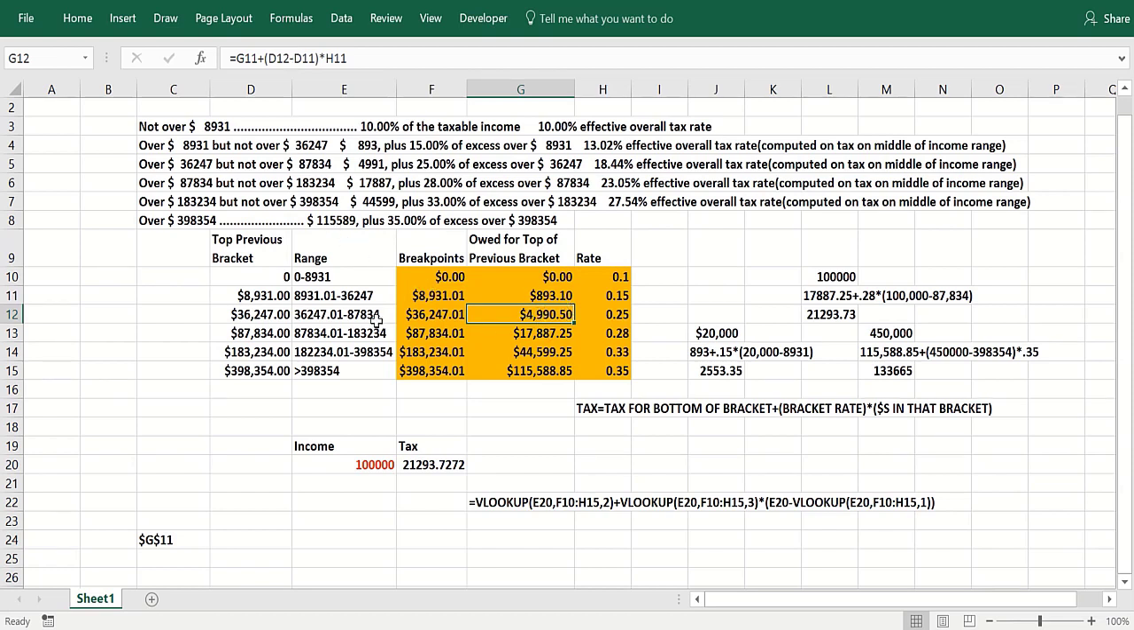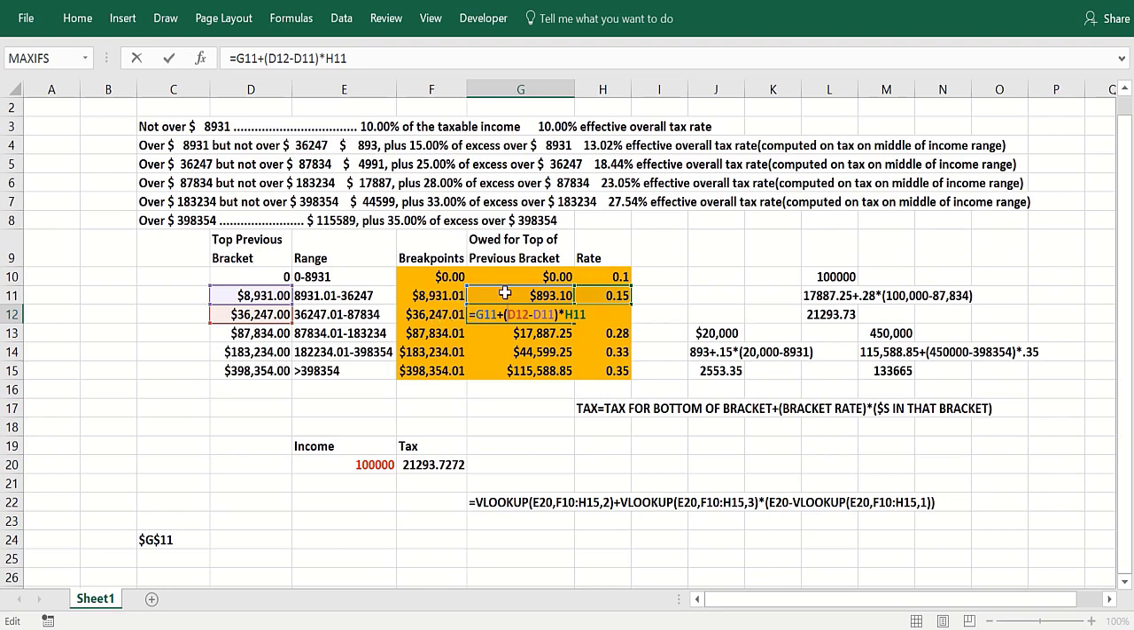If we're in the bracket 36,247 to 87,834, what do we owe for the top of the previous bracket? Well, what we owe is what we owed for basically the 893.10, which was the top of the 89.31. Okay, and then we would take basically the difference. We're in this bracket here between 89.31 and 36,247, because we want to know what was owed at the top of that bracket.